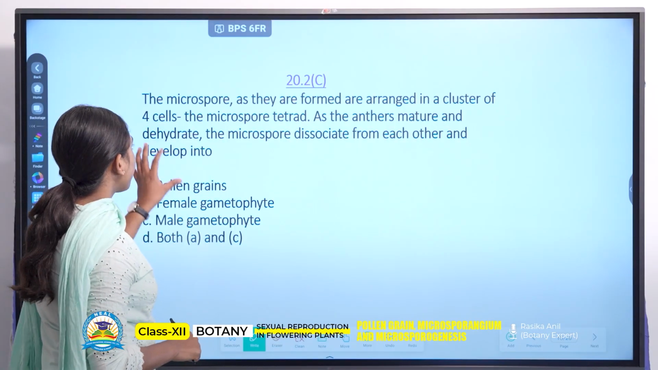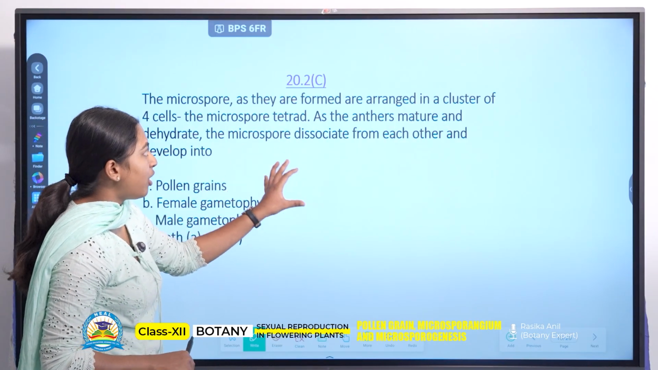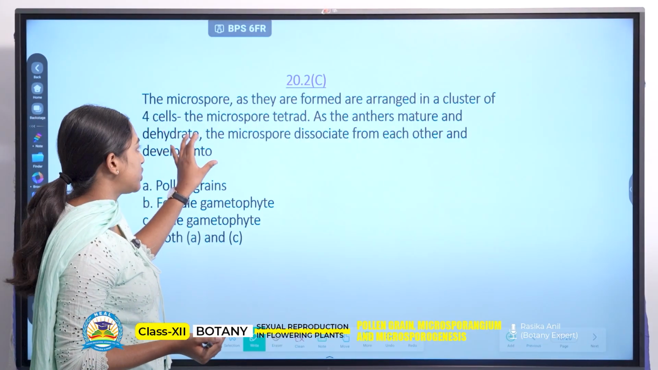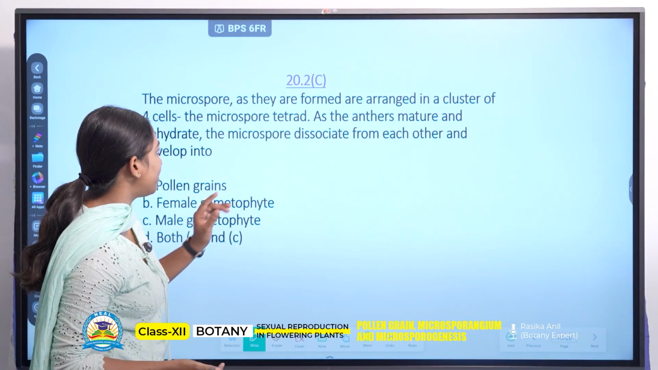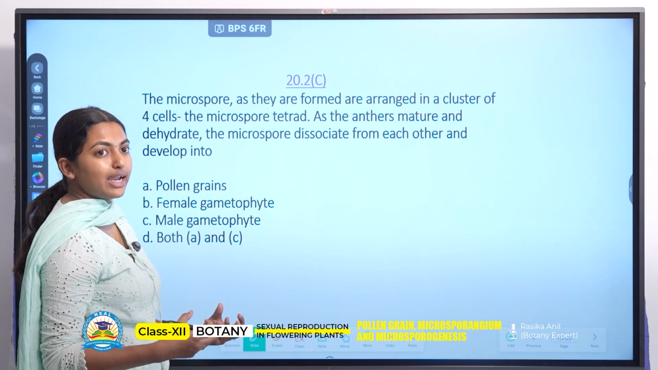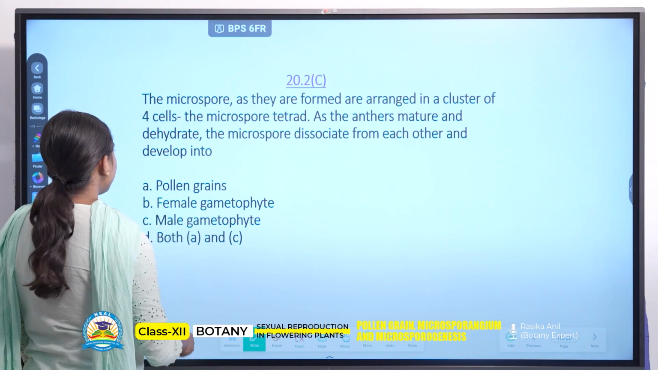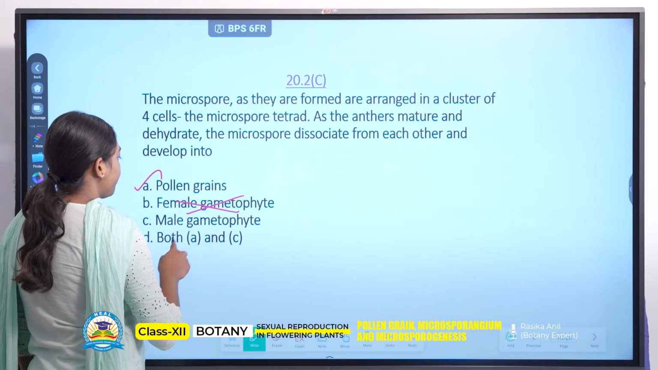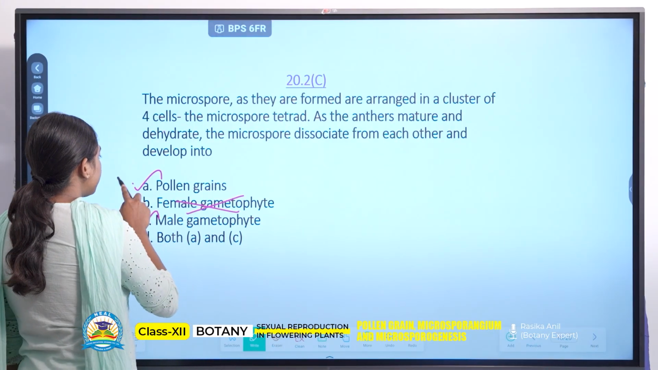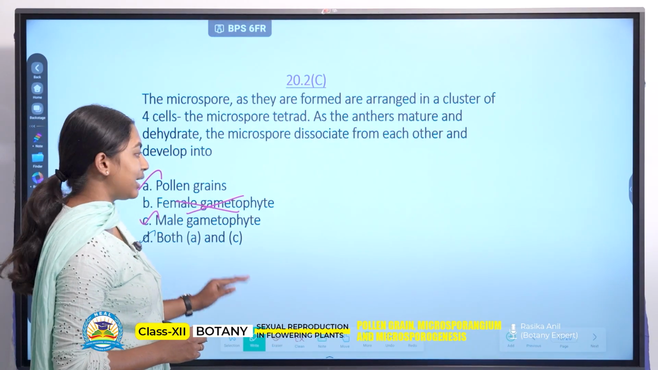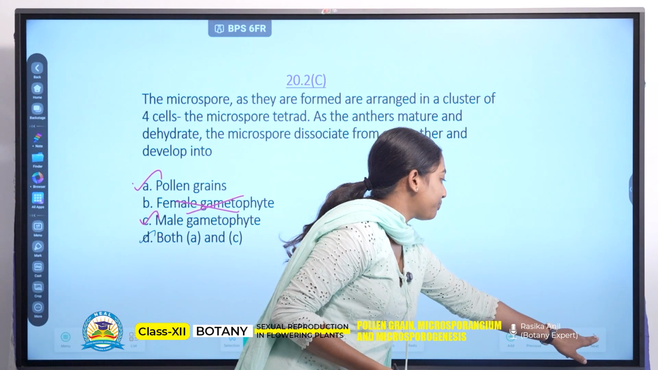Third question, the microspores as they are formed are arranged in a cluster of 4 cells, which is called the microspore tetrad. As the anthers mature and dehydrate, the microspores dissociate from each other and develop into pollen grains. Female gametophyte, no. Male gametophyte, yes. It is both A and C, right? Because pollen grains and male gametophyte mean the same.